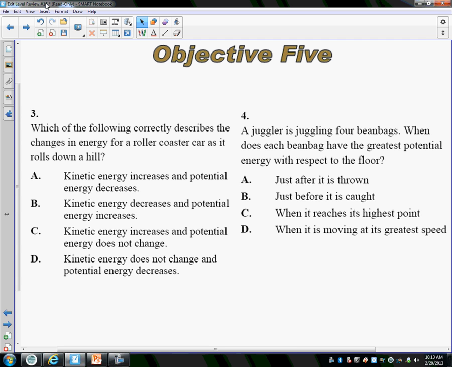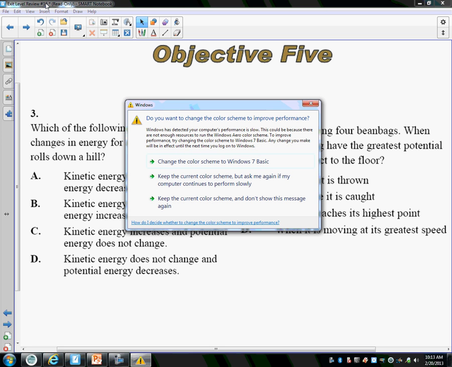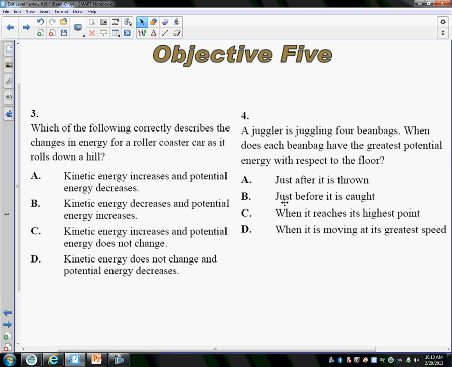So remember the example I gave you way back when was the roller coaster. At the top of the hill, you've got all potential energy. But as soon as you start going down the hill on the roller coaster, that potential energy is being transformed into kinetic energy. So which of the following correctly describes the change in energy for a roller coaster as it rolls down a hill? At the top of the hill we've got potential, and as we move down, we're changing that potential into kinetic. So that is A. Kinetic energy increases and potential energy decreases.